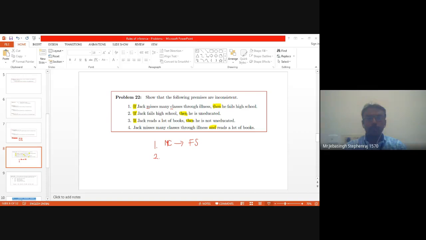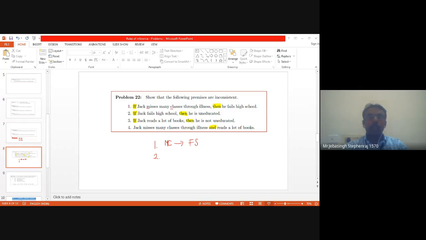If Jack fails school, then he is uneducated. So the keyword is U. You can have it as U, or you can even have it as UE. UE stands for uneducated. Very good, thank you. So this is how you define variables. It's not necessary that you name them P and Q. It is for our convenience only, as we are naming the compound statements.